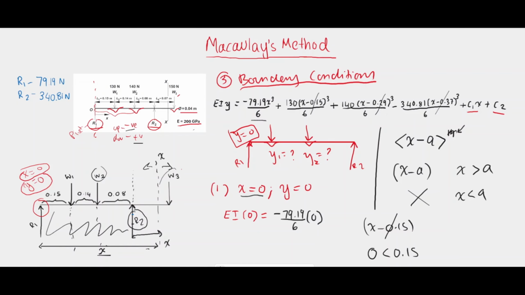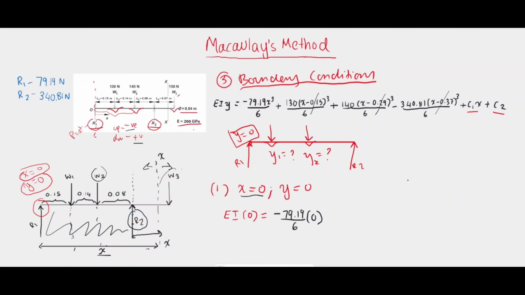So only this, and these terms are the only ones that are valid for this equation, for this boundary condition. So therefore, it is important for us to remember this rule when we're dealing with equations in the Macaulay method. So utilizing this rule, we can now write this equation as minus 79.19 over 6, x is 0. So we know this singularity function is not valid because of the rule. This isn't valid. This is invalid.